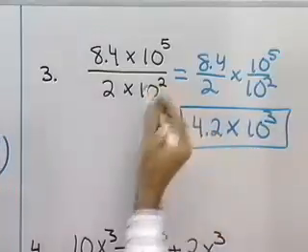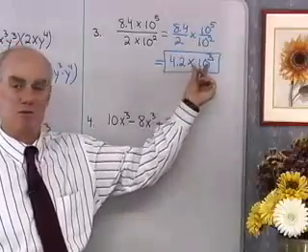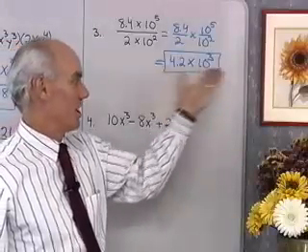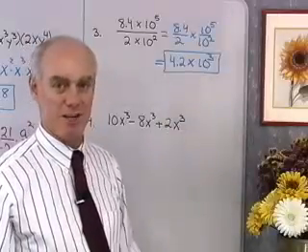So there's my answer, and my answer turns out to be written in scientific notation. I have the 4.2 times 10 to the 3rd power. I could write that out the long way if I want, or more conveniently probably just leave it as scientific notation.